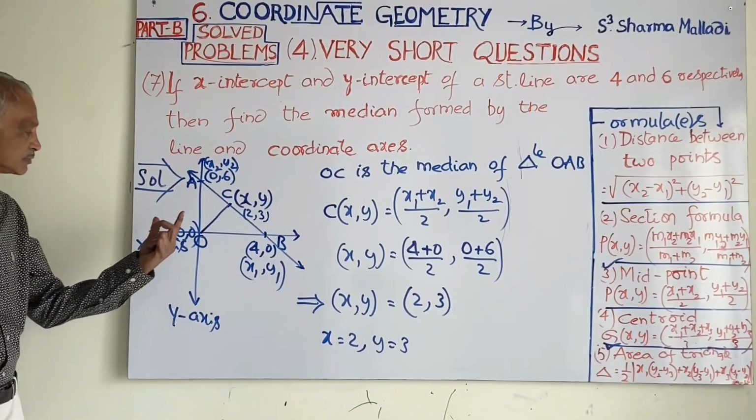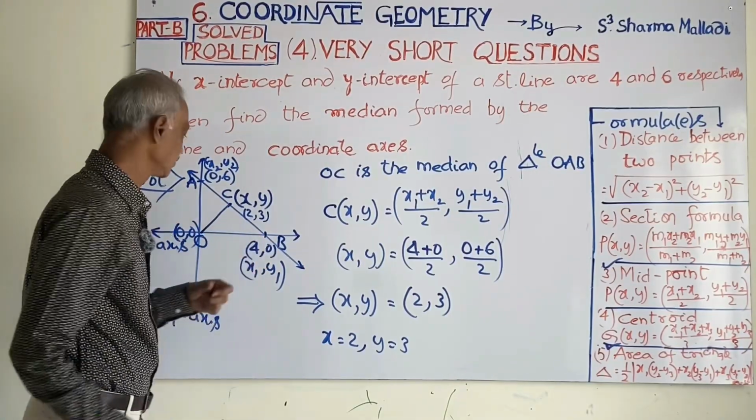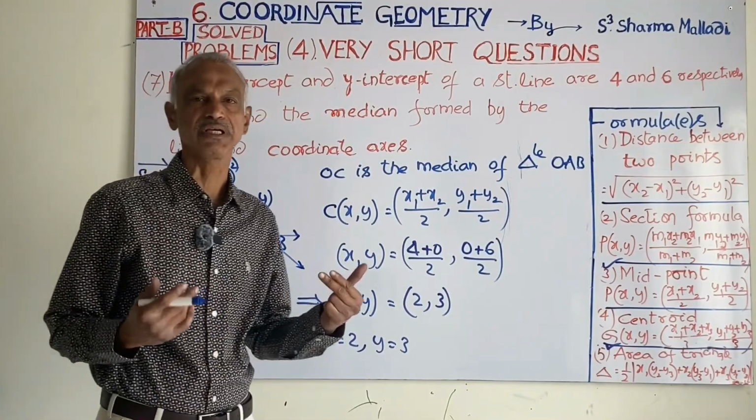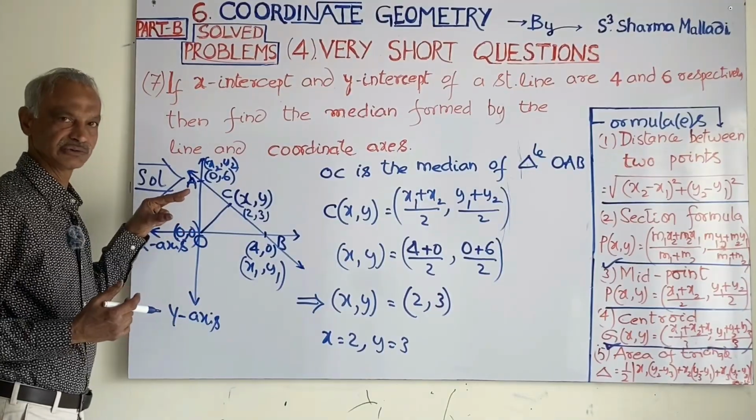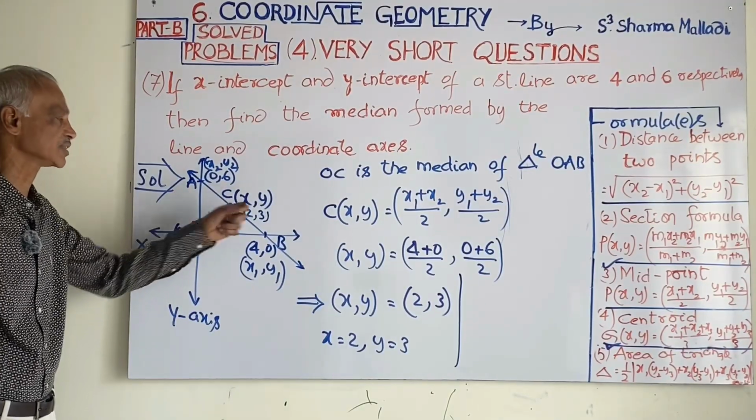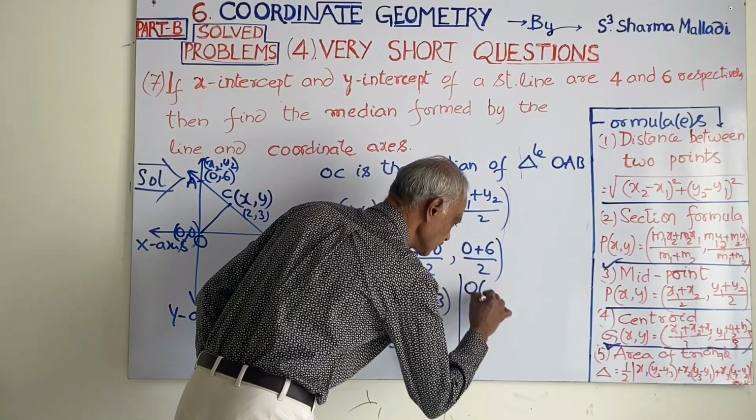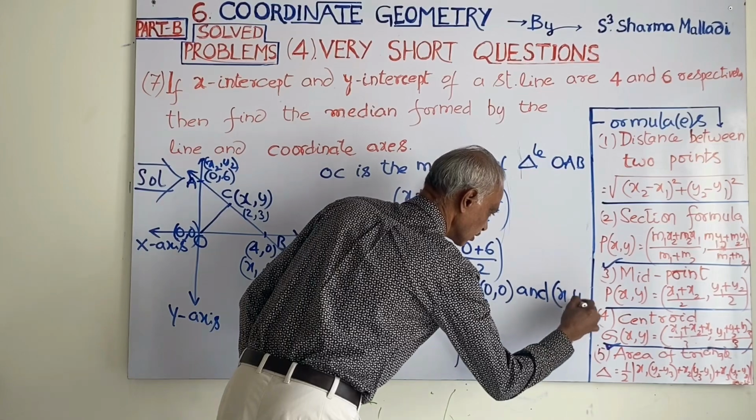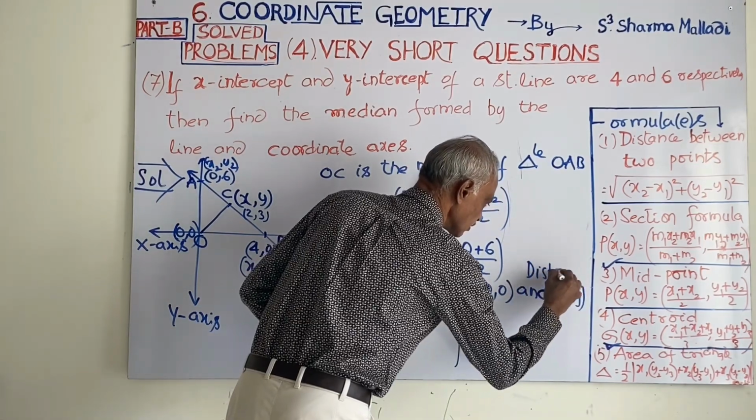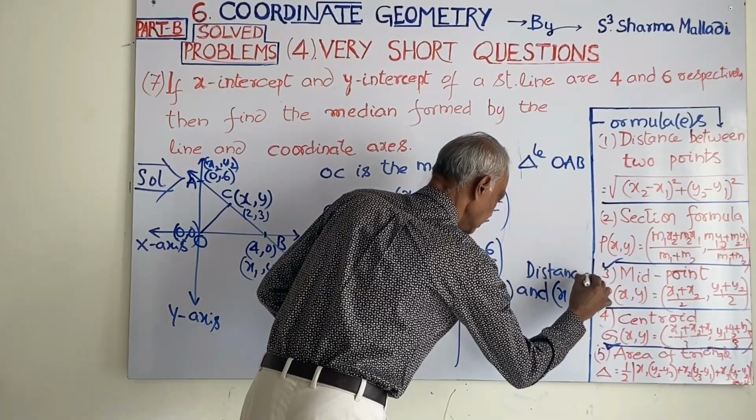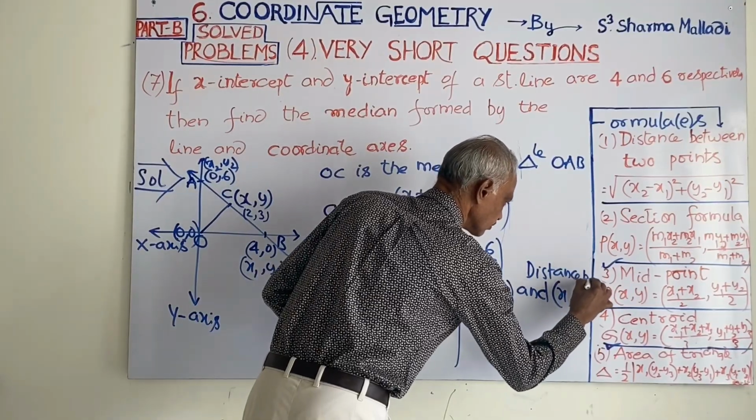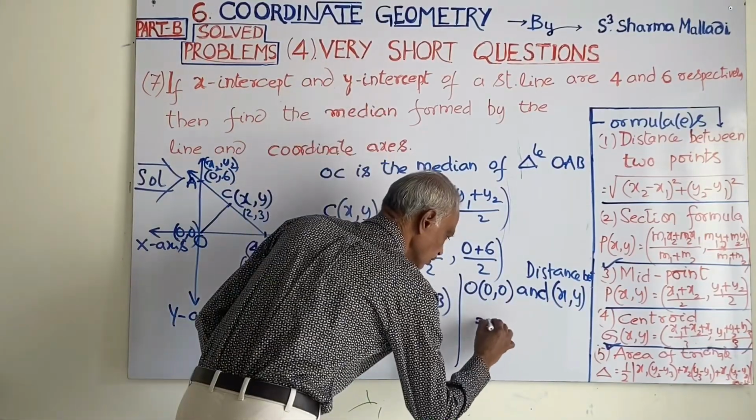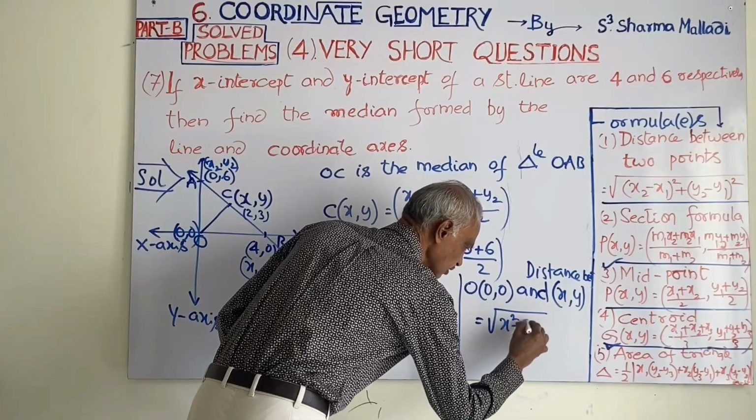Now we have to find the distance between O and C. This is a very interesting problem. We have to find the distance between O and C because we have to find the median of the triangle. What is the distance between the origin and a point (x, y)? The origin means (0, 0), and the distance between O (0, 0) and (x, y) will be root of x square plus y square.